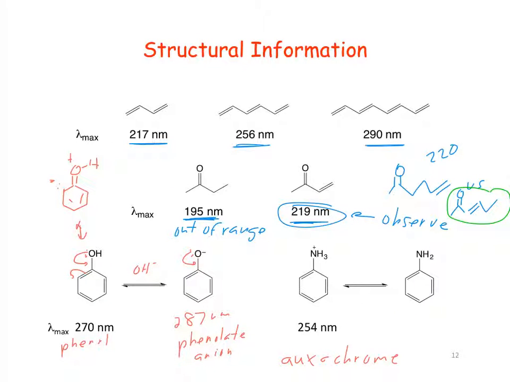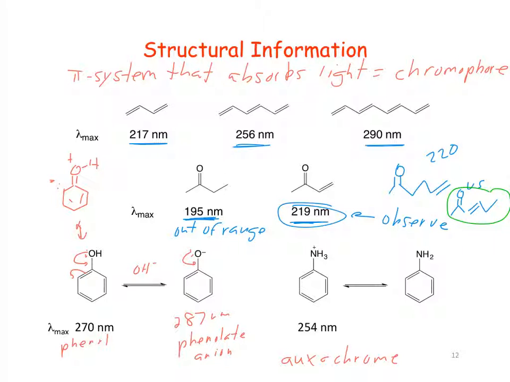These groups that are attached to the benzene ring are called an auxochrome. This is terminology I haven't even told you about yet. The pi system that absorbs light is called a chromophore. And if we have a group that has non-bonding electrons like this attached to the chromophore, it's called an auxochrome, and it can shift the lambda max one way or the other.